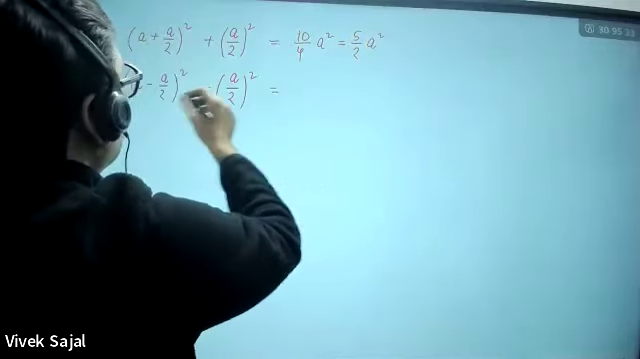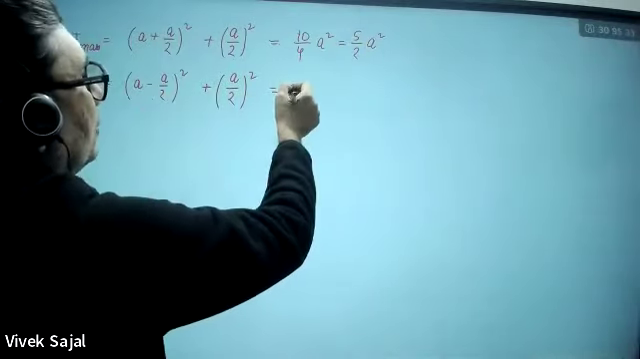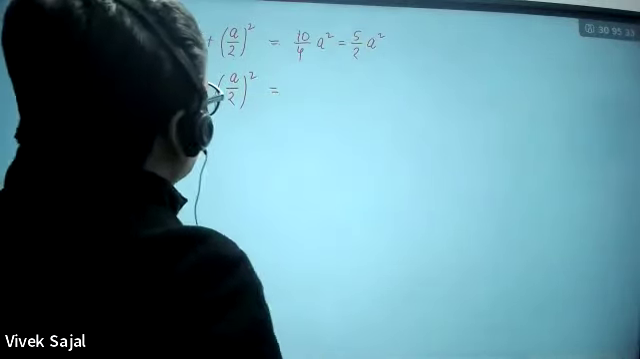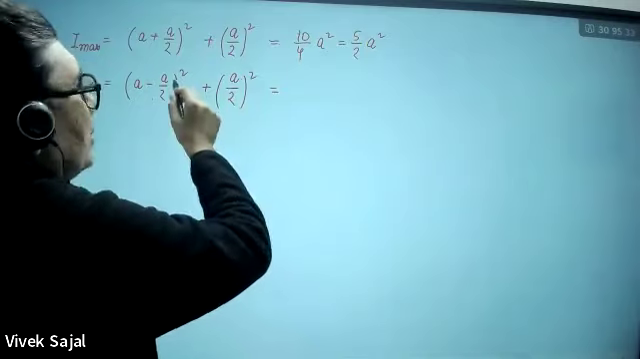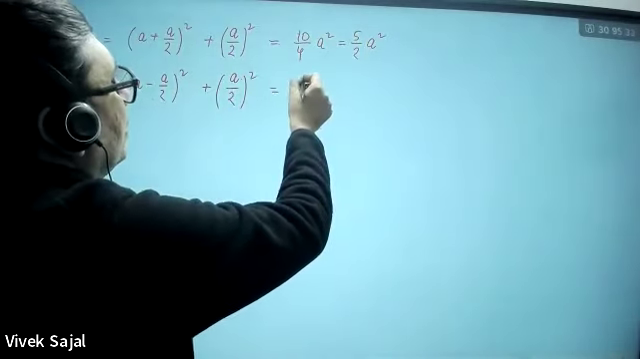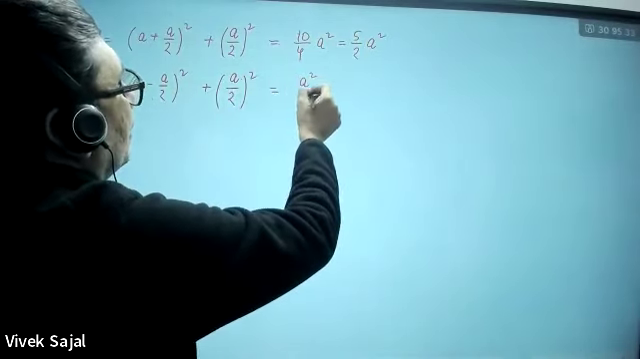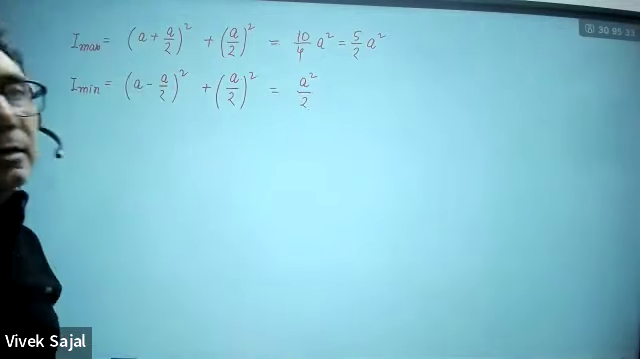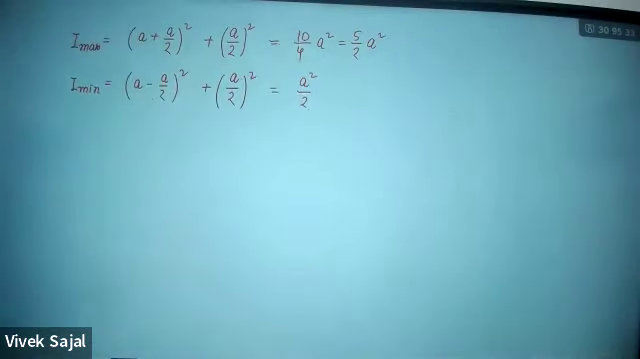And how much will it be here? This will be (A/2) square. So this will be A square by 4 plus A square by 4. So this will be A square by 2. So these are the maximum intensity and minimum intensity.